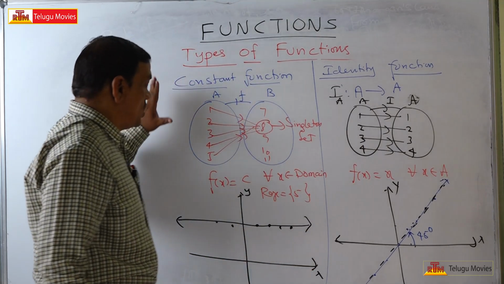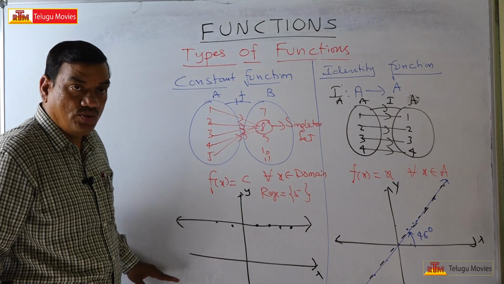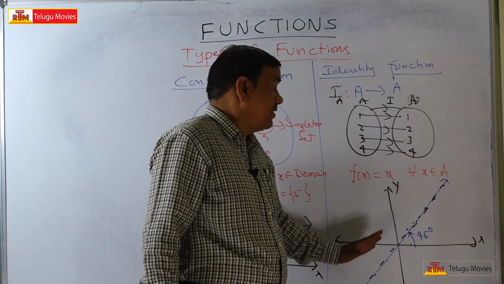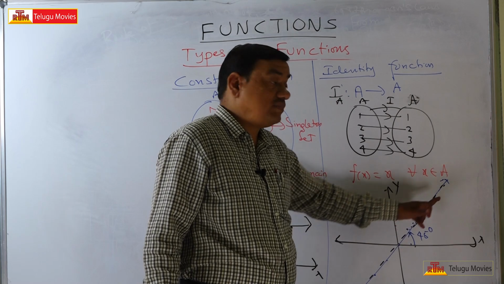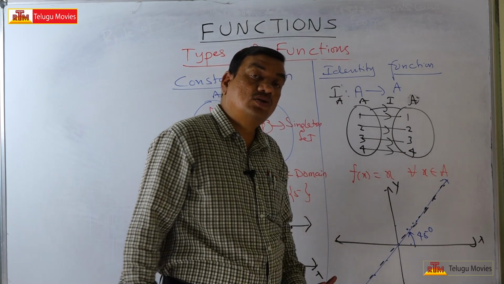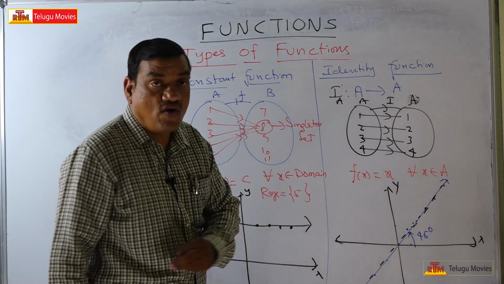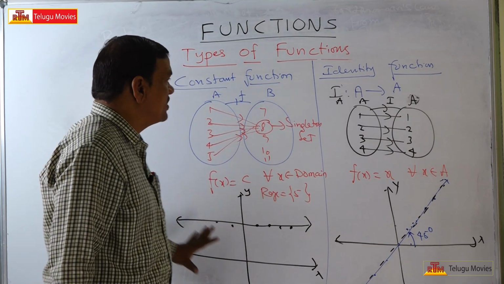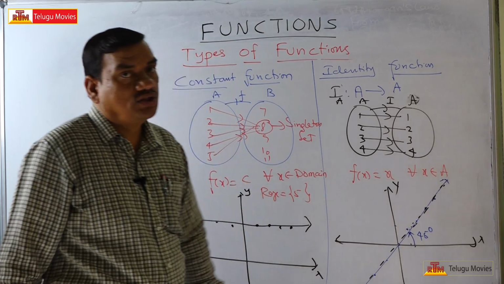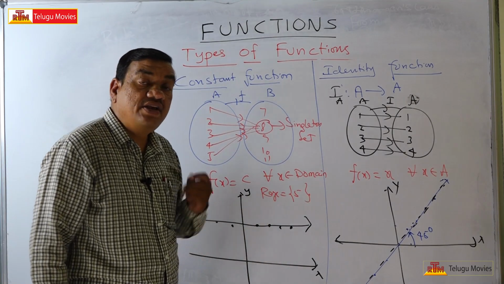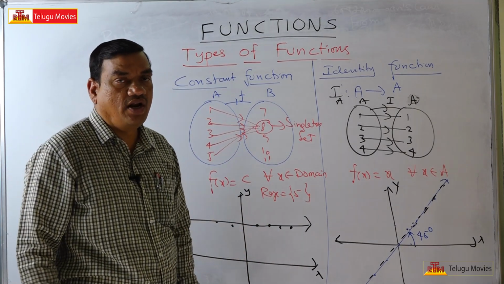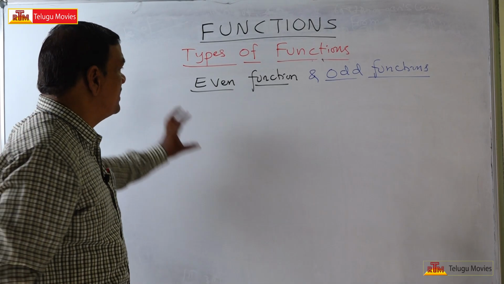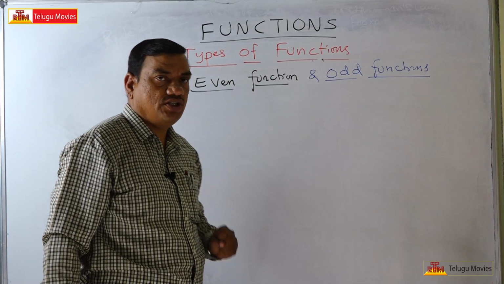Understand? So the constant function graph is parallel to x-axis. The identity function graph is a line passing through origin, lies in first and third quadrants, and making 45 degrees with the x-axis. So these are the graphs of constant function and identity function. Okay. So let us see the even function and odd function. So dear students, let us see the even and odd functions together.